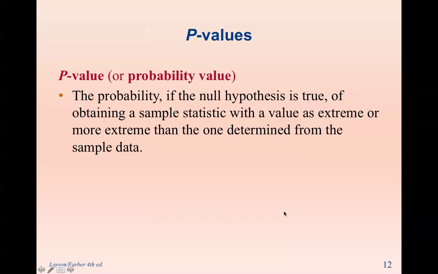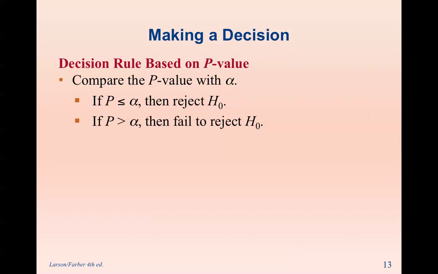So our p-values are very important as well. The probability, if the null hypothesis is true, of obtaining a sample statistic with a value as extreme or more extreme than the one determined from the sample data. It depends on the nature of the test. So we have to make a decision given all this information that we have.